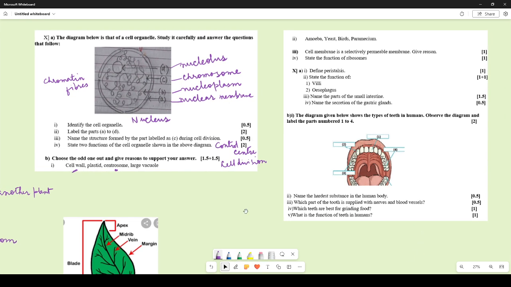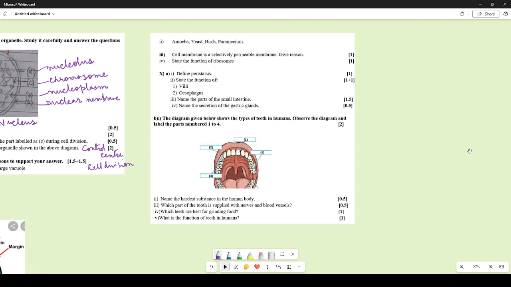Now for the next question, it is amoeba, yeast, birds and paramecium. So birds, of course, because they are multicellular, you have written birds because rest of them are cells. Birds are also made up of cells. Birds are multicellular, whereas the rest of them are unicellular. That is why we choose birds.